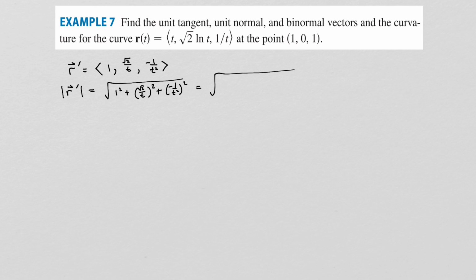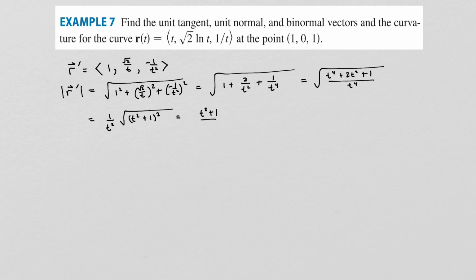And this ends up being the square root of 1 plus 2 over t squared plus 1 over t to the fourth. And you can use a little bit of algebra here to simplify this, so you can get a common denominator, t to the fourth plus 2t squared plus 1 all over t to the fourth. And we can rewrite this as 1 over t squared times the square root of t squared plus 1 quantity squared. And this becomes t squared plus 1 over t squared, which is 1 plus 1 over t squared.